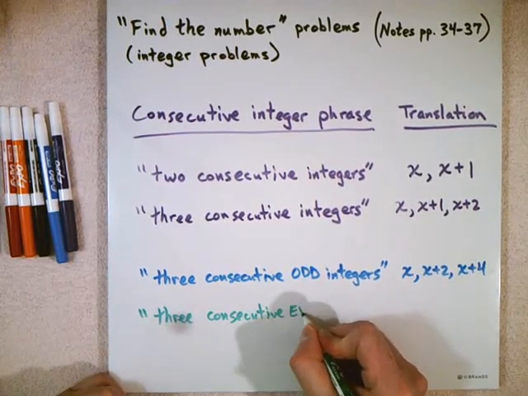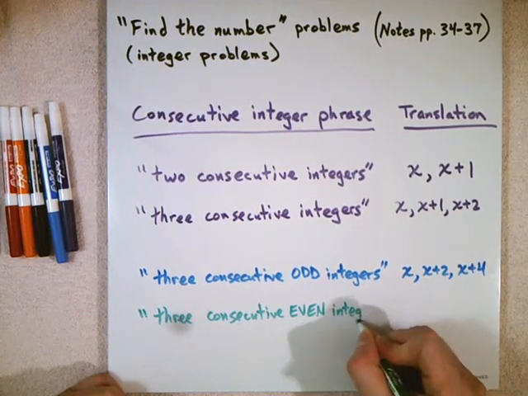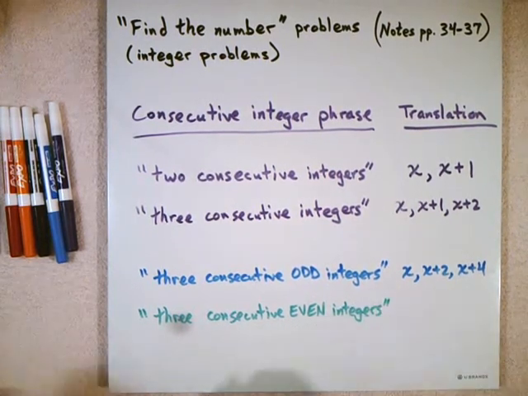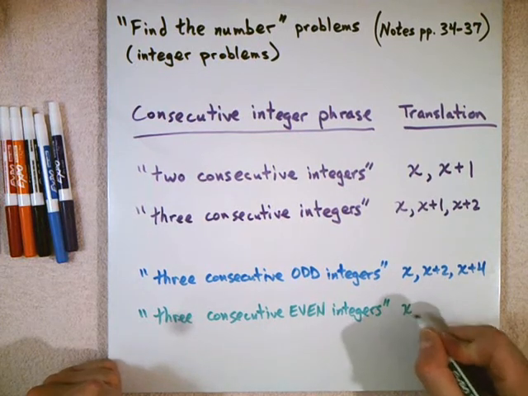What's that going to look like? All right. Well, that would be something like 4, 6, 8, right? Those are 3 consecutive even integers. 4, 6, 8. How much are you skipping by? You're still skipping by 2's, aren't you? To go from 4 to 6, you got to skip by 2. So the translation, interestingly, is exactly the same as before, because I skipped by 2's.